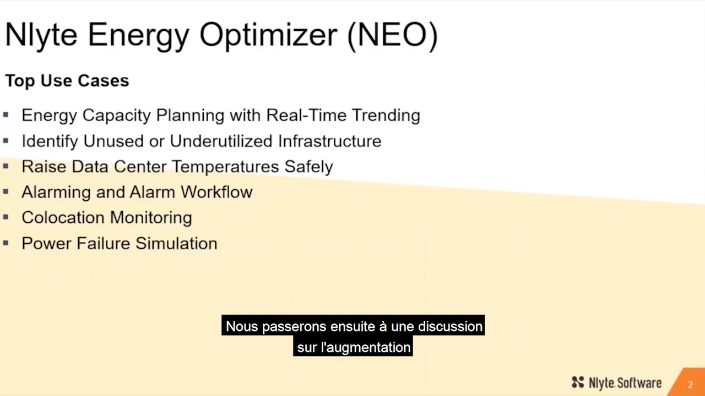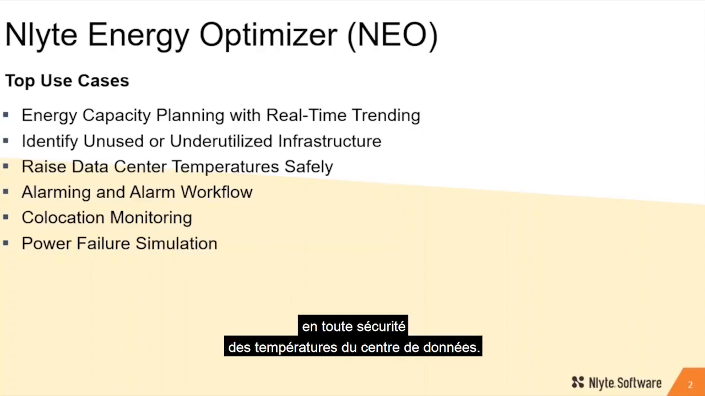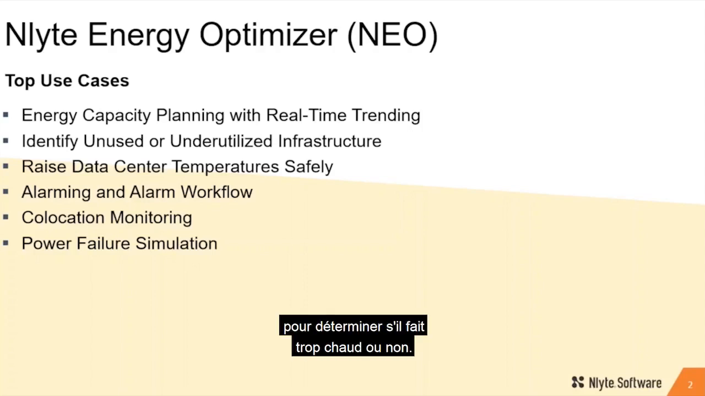We'll then move into a discussion about raising data center temperatures safely, being able to raise the set points of your crack units and to very accurately monitor the ambient temperature in the racks to determine if it's getting too hot or not. So you can safely move the temperatures up and monitor that through Energy Optimizer.